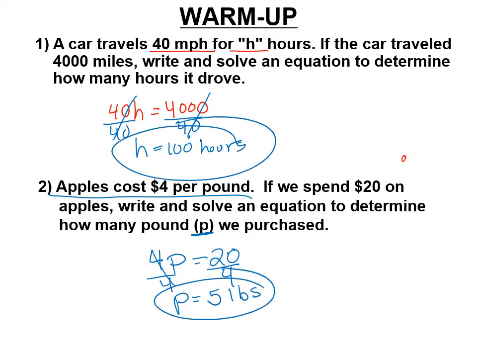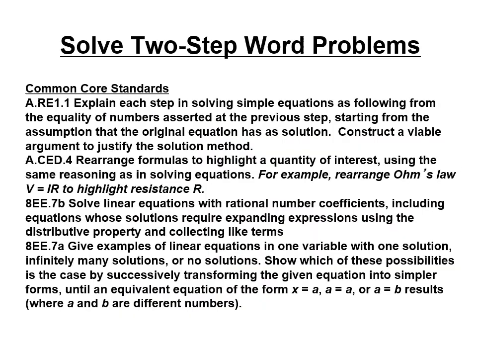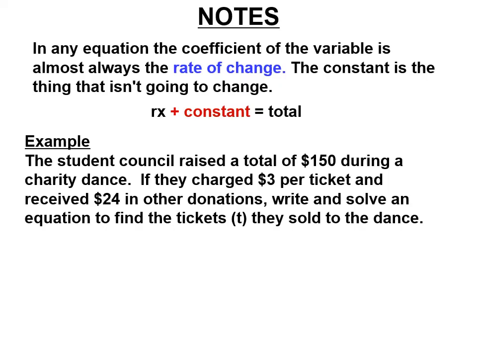Notice these were word problems. They had words on the answer. Now you can abbreviate. The abbreviation for pounds is LBS. The abbreviation for hours is HRS. So those are one-step equations. We're going to be doing two-step word problems.